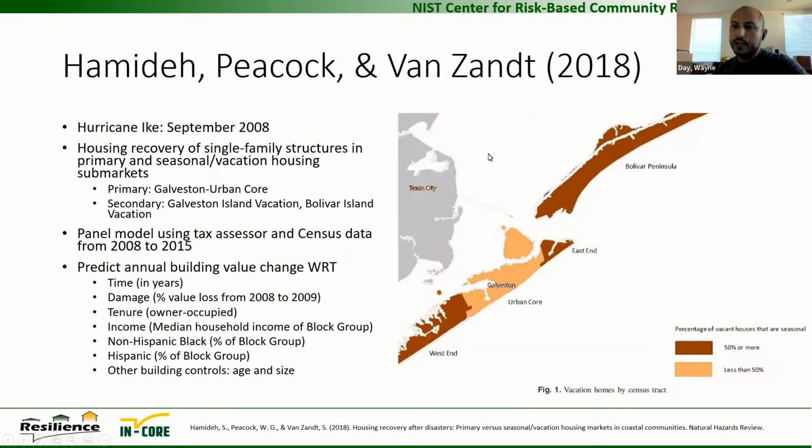So the original models used publicly available data, namely from the tax assessor and the census. The models in the paper were panel models using that data from 2008 to 2015. It predicts the annual building value change with respect to a suite of variables and known correlates of damage and recovery patterns. You can see the citation if you want to go look at the original paper.